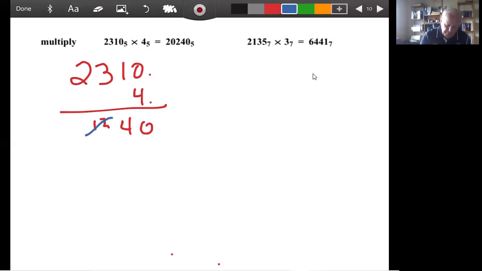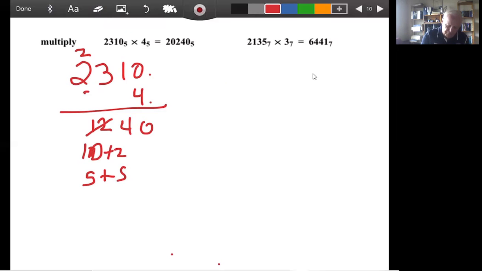So that's 2 5s. Oh, shoot, I'm sorry. 12. We're going to rewrite that as a 10 plus 2. And so we can keep the 2, and we're going to take the 10, and we're going to bring over here 2 5s, because a 10 is a 5 plus 5. So we're going to bring the 2 5s over here.